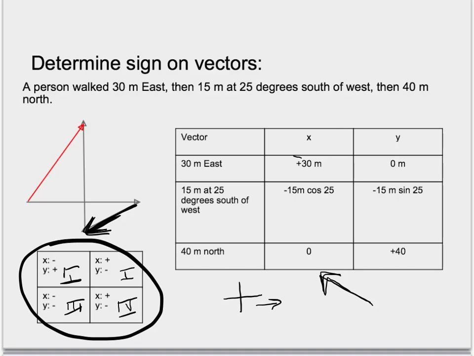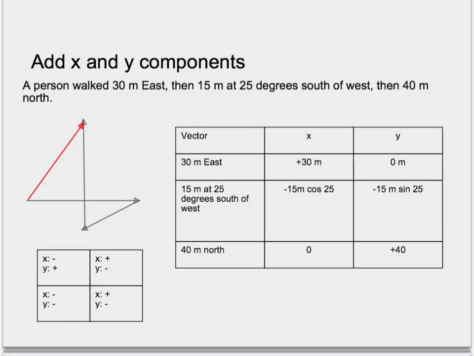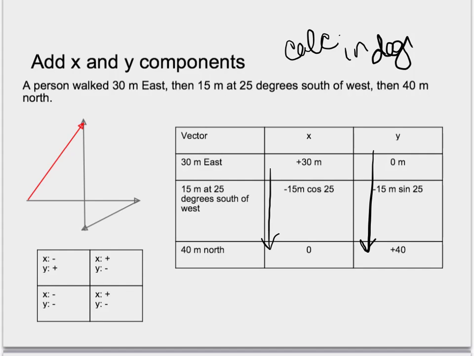And then our last one is due north, straight up. So that's in the positive y direction. So we give our y a positive sign. So then we take our handy dandy calculator and we add up all of our x's going down and all of our y's going down. Make sure you put in the negatives. Make sure your calculator is in degrees. We're always going to be using degrees in physics, so make sure you're always in degrees.